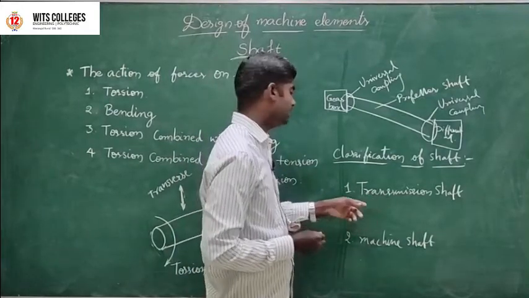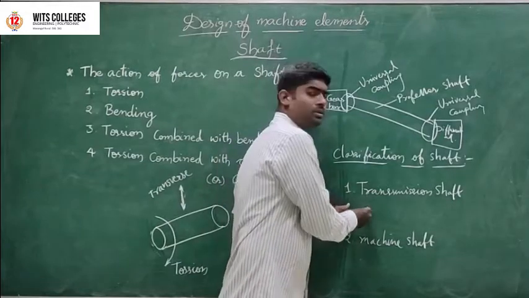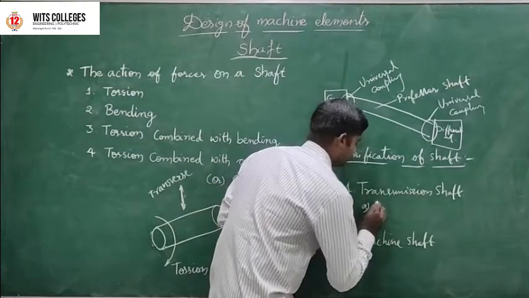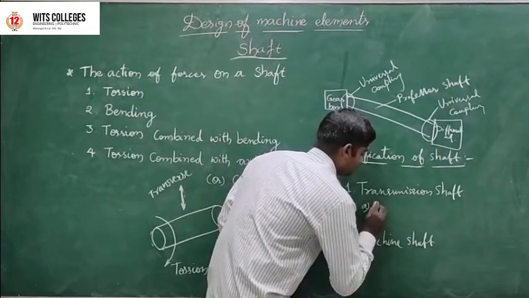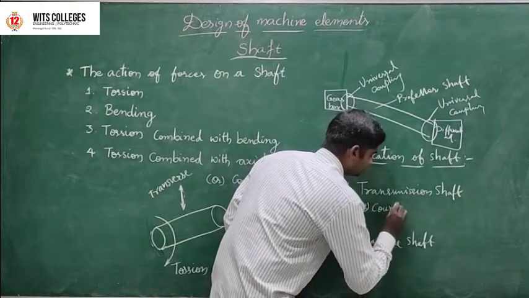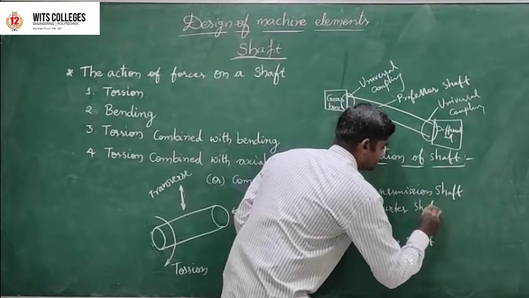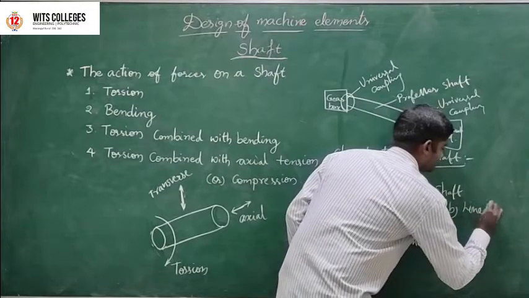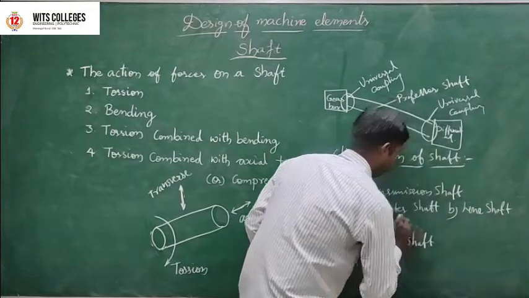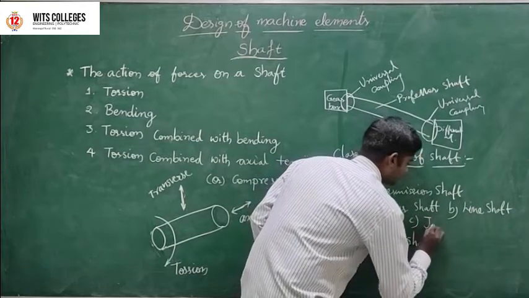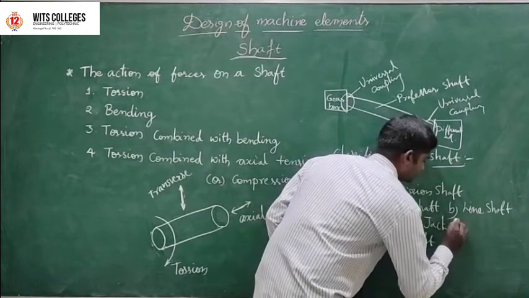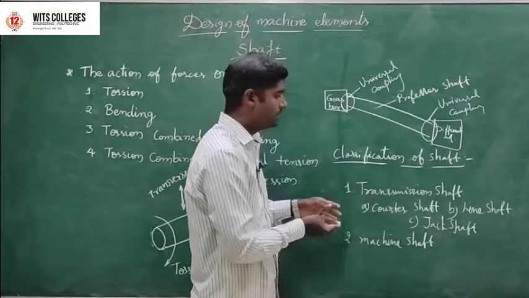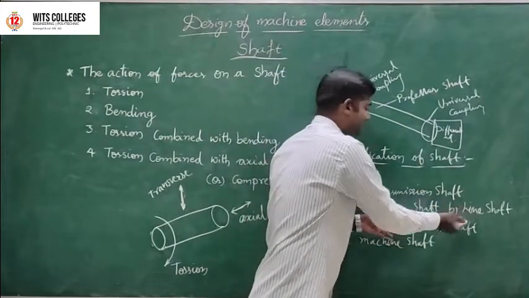Transmission shaft: in this, the shaft transmits power from the source to machines. Transmission shafts are divided into three: one, counter shaft; two, line shaft; three, jack shaft. Including these three, the transmission shafts are divided into counter shaft, line shaft, and jack shaft.